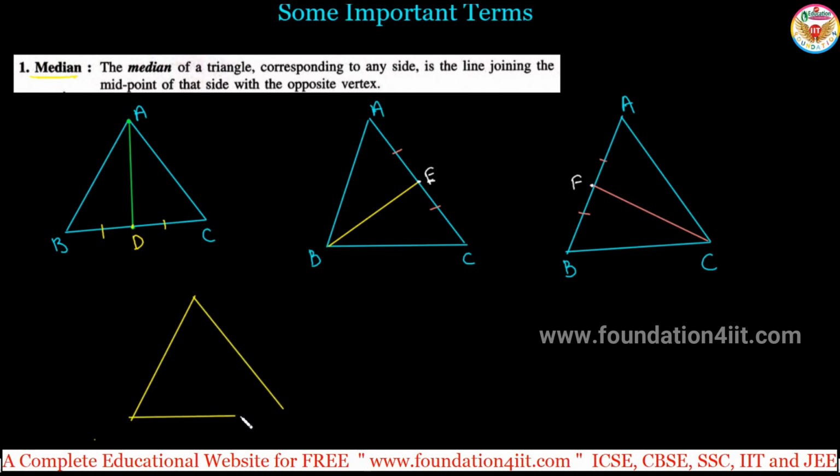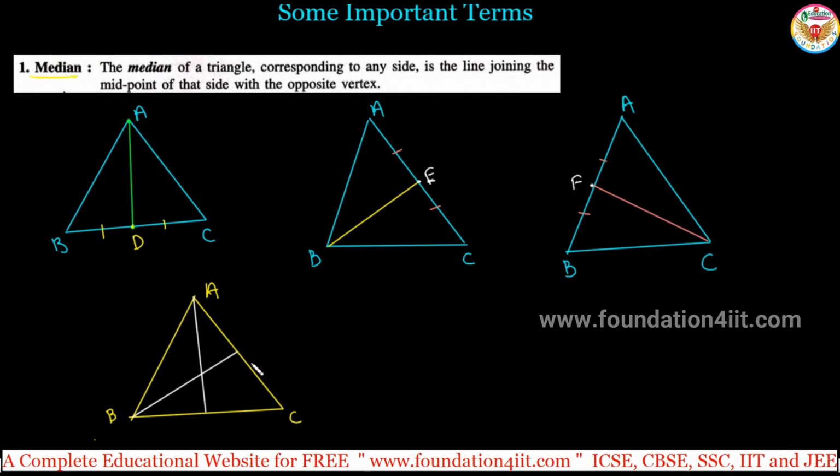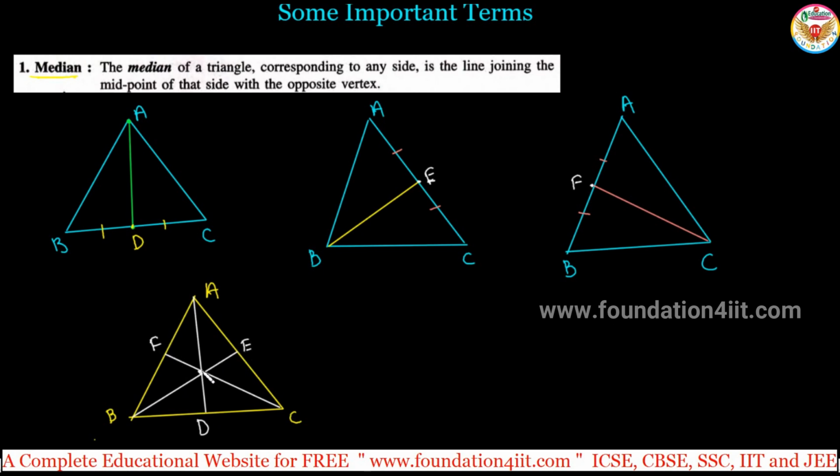Instead of taking them separately, in one triangle itself, I'll take three medians. Now ABC. As per the rule, from vertex A you should join the midpoint of the opposite side. And from B, you should join the midpoint of the opposite side. From C, if you join the midpoint of the opposite side, this is D, E and F. So these three lines will join at one point itself. They'll coincide in only one point.